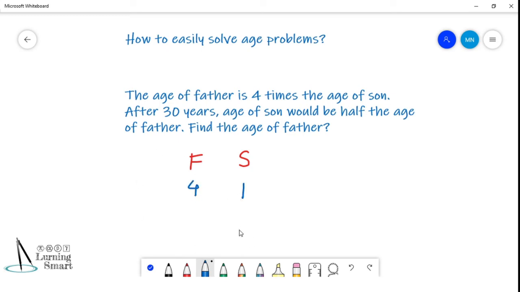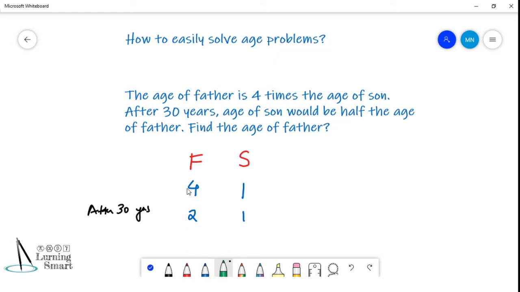After 30 years, you have to write it at the bottom. After 30 years, the age of the son would be half the age of his father. The age of the father is 2, the son's age would be 1, half of 2. That's 1, right? Now find the age of the father, that means the present age of the father.